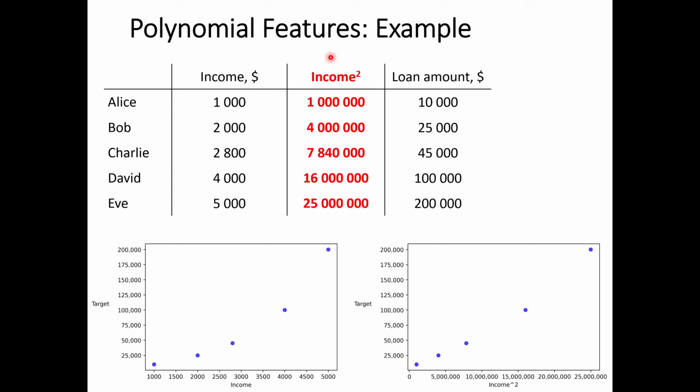We have created a new feature called income squared. For example, if we square 1000, we get 1 million. If we square 2000, we get 4 million, and so on. Now let's plot target against this new feature. We can see that the relationship has become more linear.